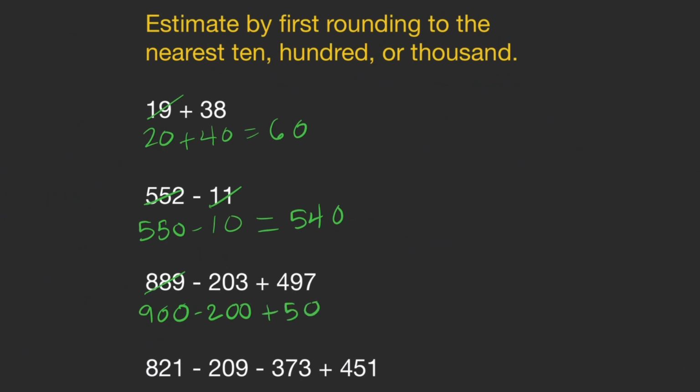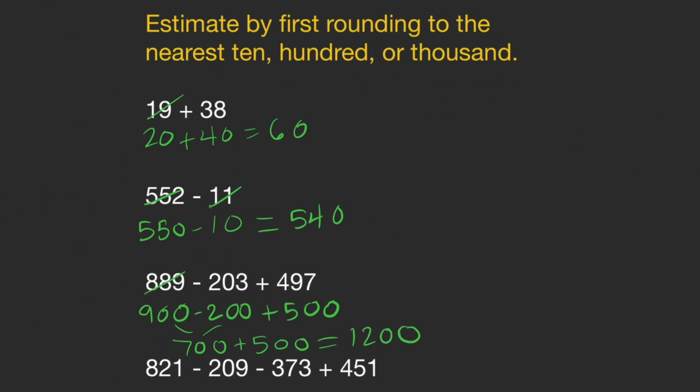And now what we're doing is 900 minus 200. Think about it like 9 minus 2. 9 hundreds minus 2 hundreds, right? That gets us 700. 7 hundreds. And then we still have to add the 500. And 7 hundreds plus 5 hundreds, or 7 plus 5, that's 12. So 700 plus 500 must be 1,200.